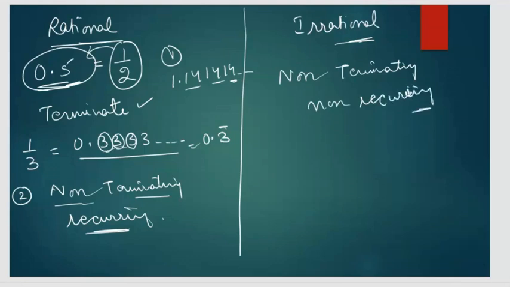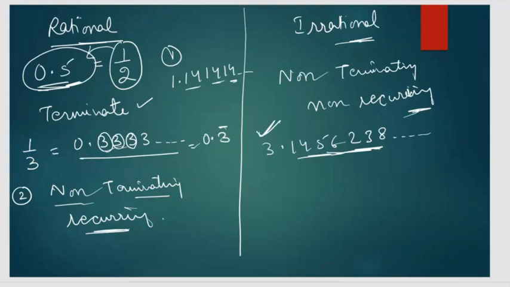The number should be non-repeating. Non-repeating, for example, I am saying 3.1456238 up to so on. So see, the number is non-terminating and non-repeating. So these are the irrational numbers.